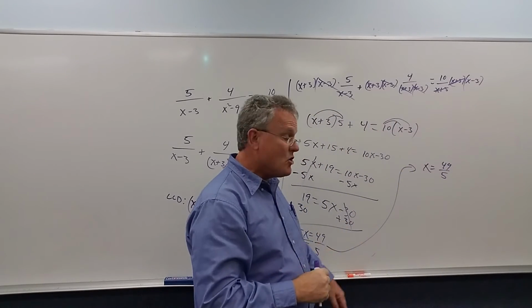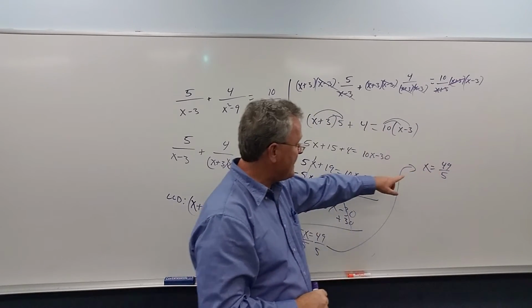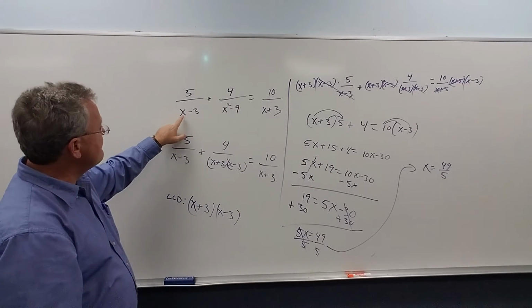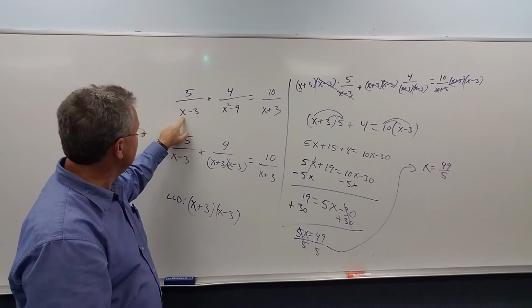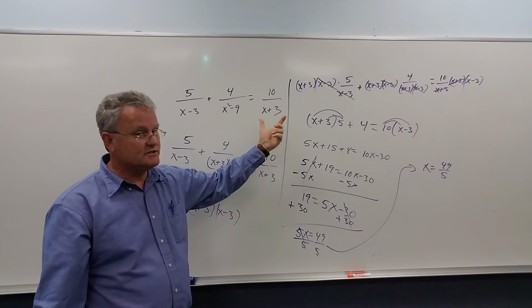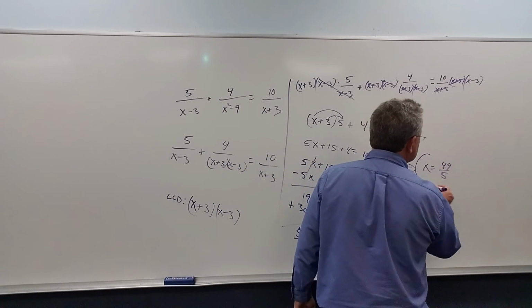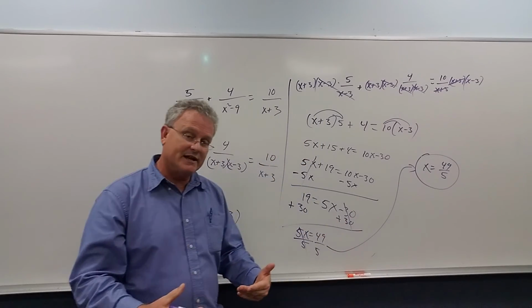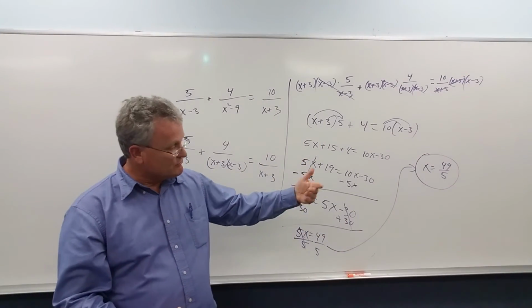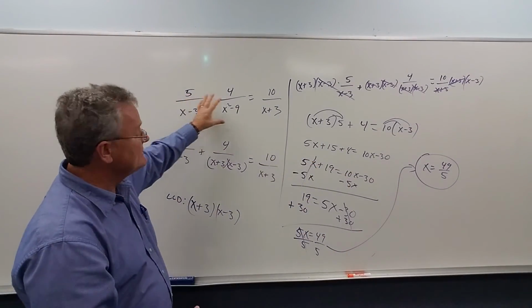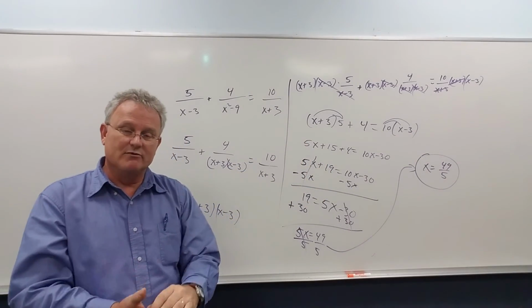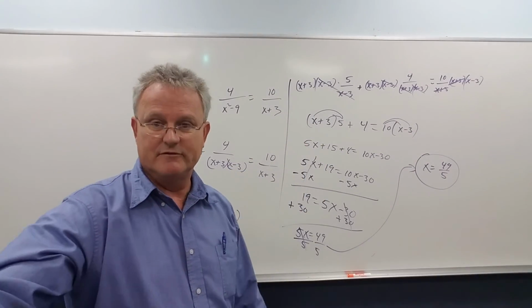Now again, you want to go back and plug in. When I plug 49 over 5 into the original problem, the denominator does not become 0, so therefore this is the solution, assuming I didn't make a mistake. You can really double check by plugging it in and seeing if they equal each other, and I'll leave that for you to do.